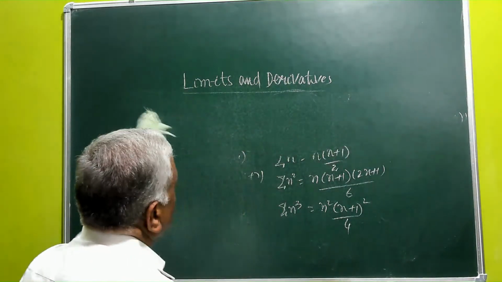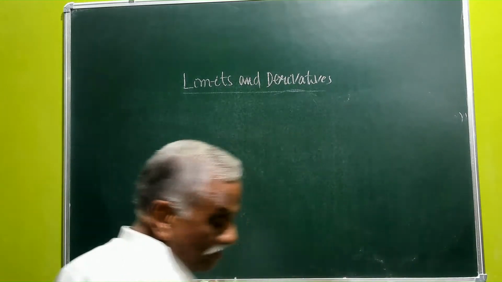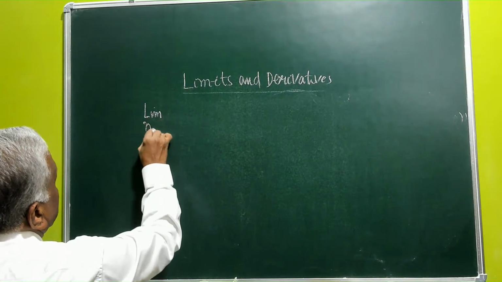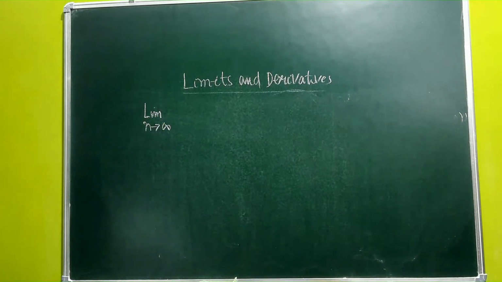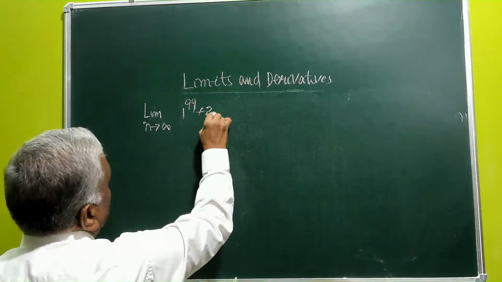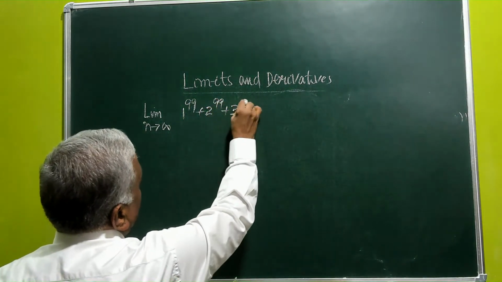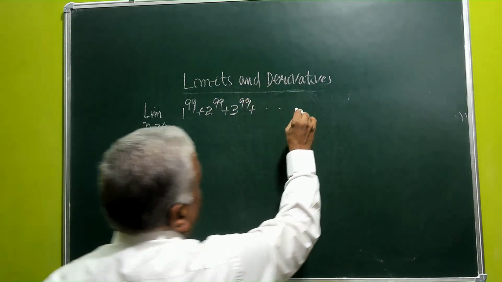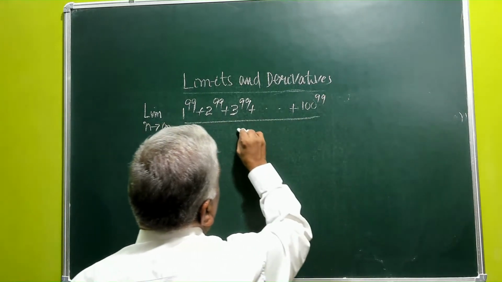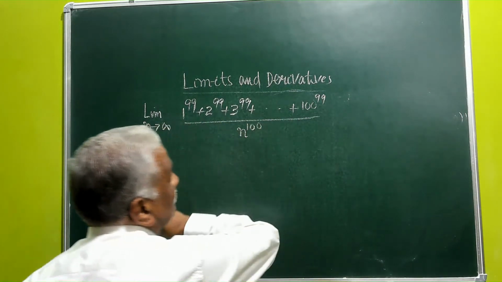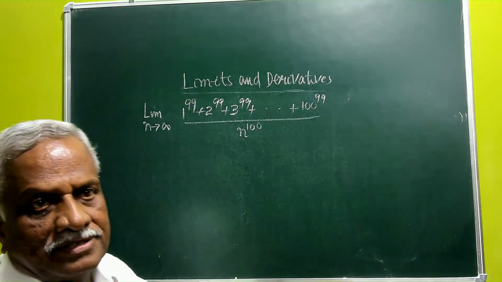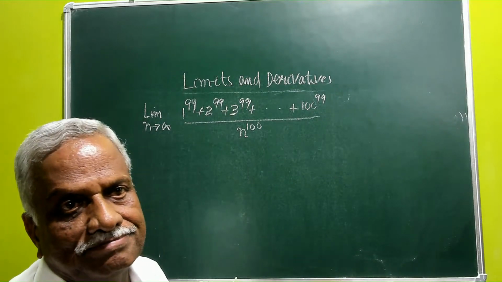One more problem similar to this. Limit n tends to infinity of 1 to the power of 99 plus 2 to the power of 99 plus 3 to the power of 99, etc. plus 100 to the power of 99, divided by n to the power of 100. It's a peculiar problem. Very easy if you have worked it out earlier.